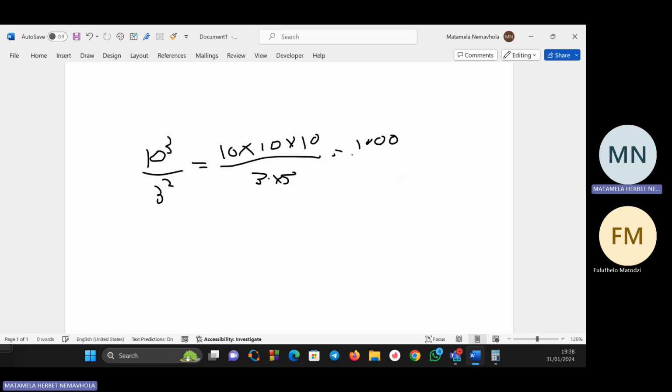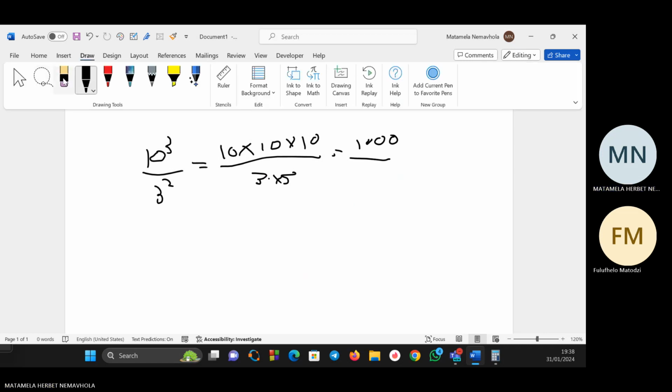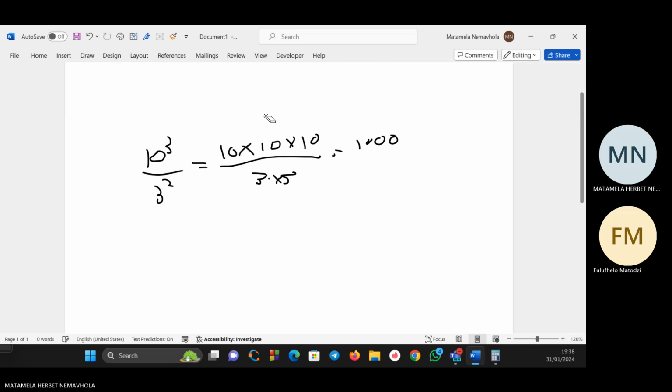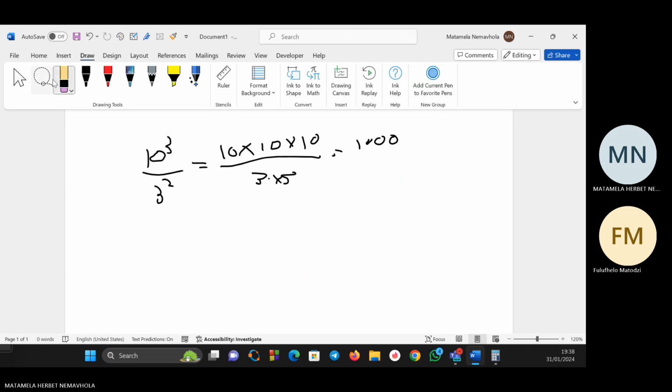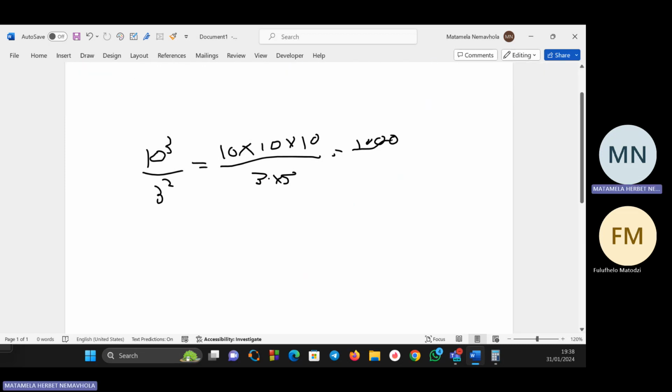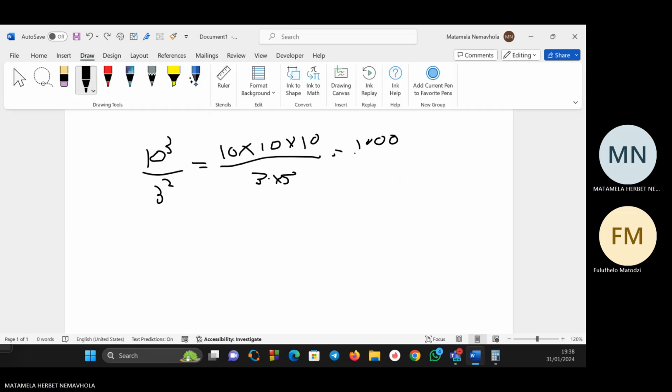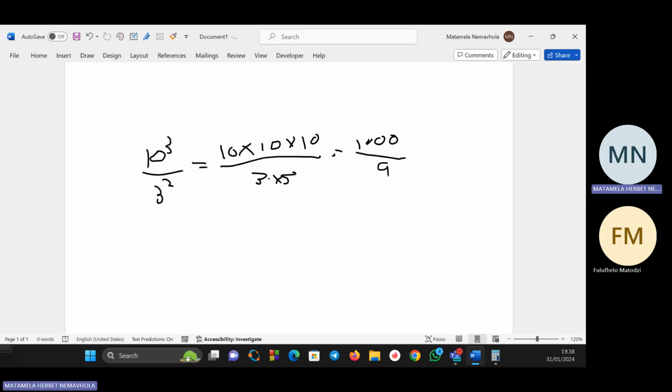Divided by 3 times 3, which is 9. So it's 1,000 divided by 9. You can use a calculator to get this answer. So that's how you can work it out.